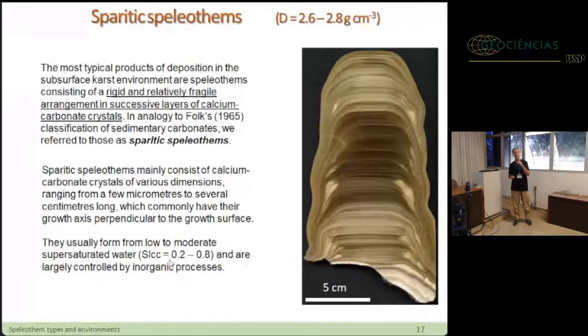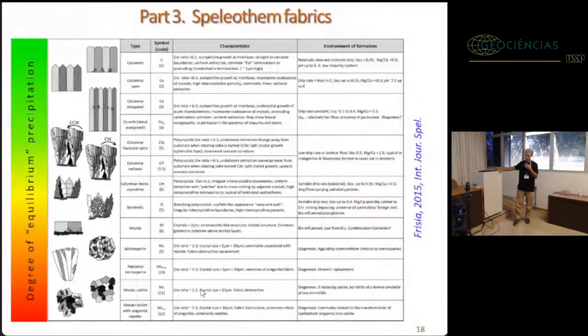This doesn't mean that we do not have organics in the speleothem. It does mean that the organics do not interact much in the calcite formation. So it's mostly an inorganic process. And we ordered the different fabrics. In order to analyze the speleothem fabric, Silvia Frisia developed in 2015 this table, ordered by an increasing degree of equilibrium in terms of crystallization. So the most equilibrium fabric is columnar fabric, and we will see.